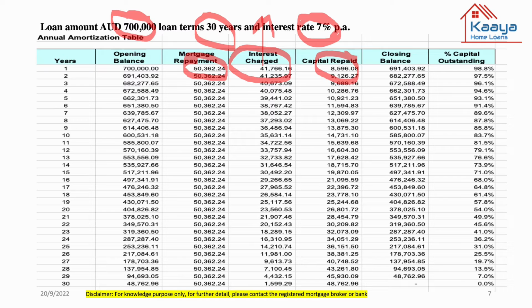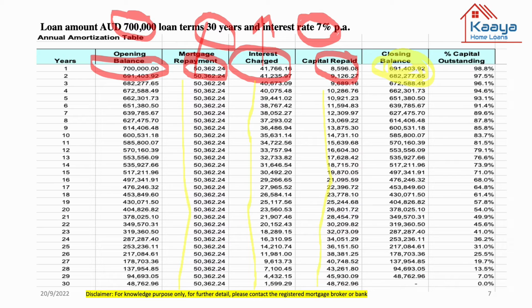So at the end of the year, no matter how much money you pay as repayment, you will have a closing balance of just 691,000. This is your loan amount for the next year, and based on this, your repayment will be calculated. If you have taken a loan at 7%, the repayment is the same, the interest is very high, and it goes down slowly, and your principal will increase, but at a very slow pace. So this is how the bank calculates your repayments.